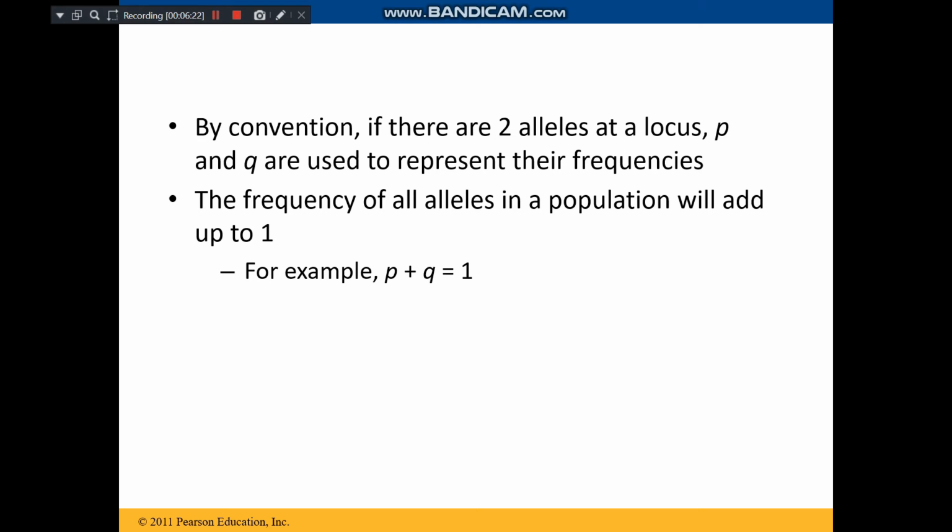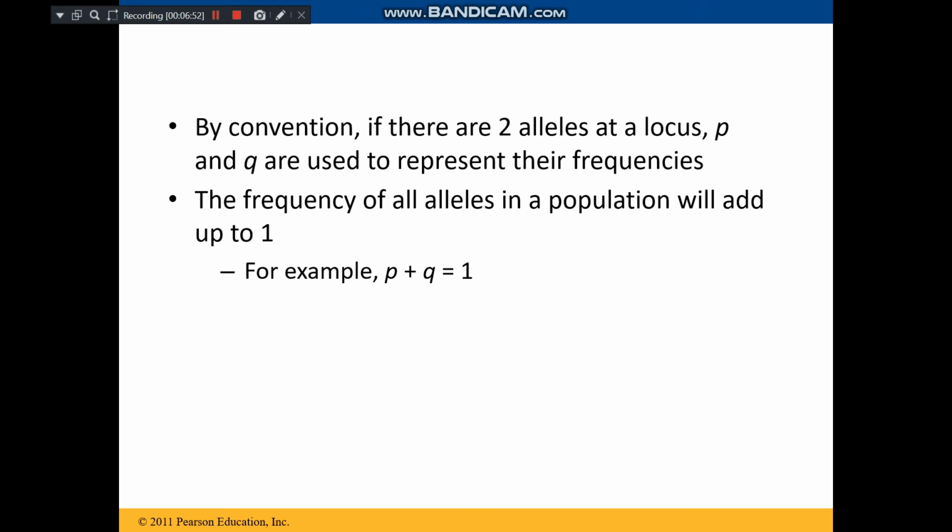By convention, if there are two alleles at a locus, P and Q are used to represent them. The frequency of allele A is P and the frequency of allele B is Q. The frequency of all alleles in a population will add up to 1, not more than that.